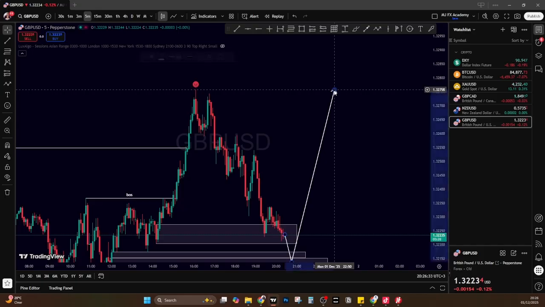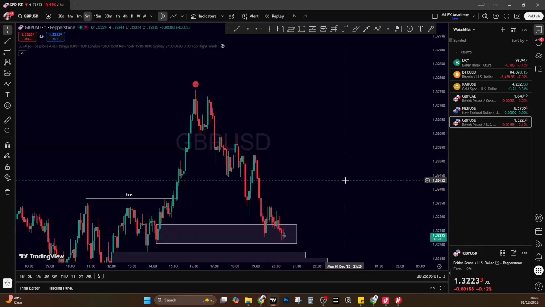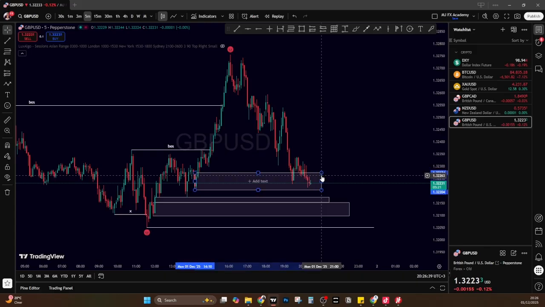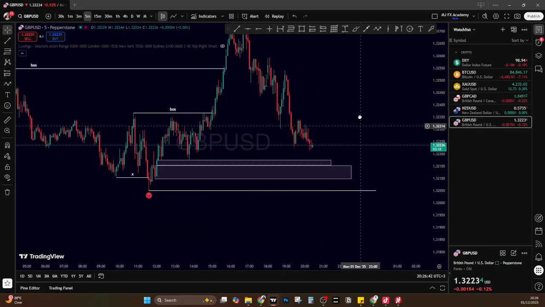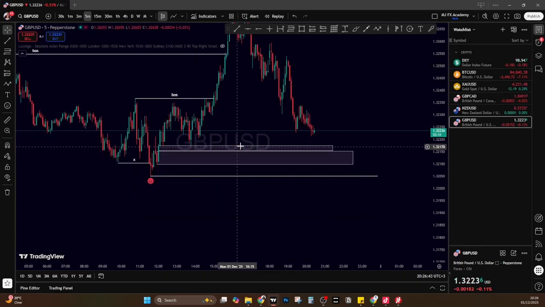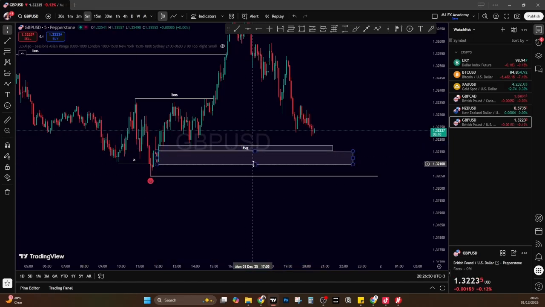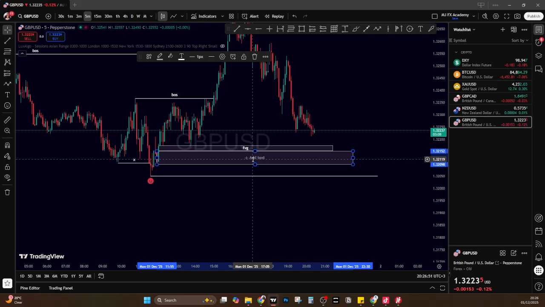And now this is another way that you can use order flow. Let me remove this so that we have a clean chart. So this is the FVG.